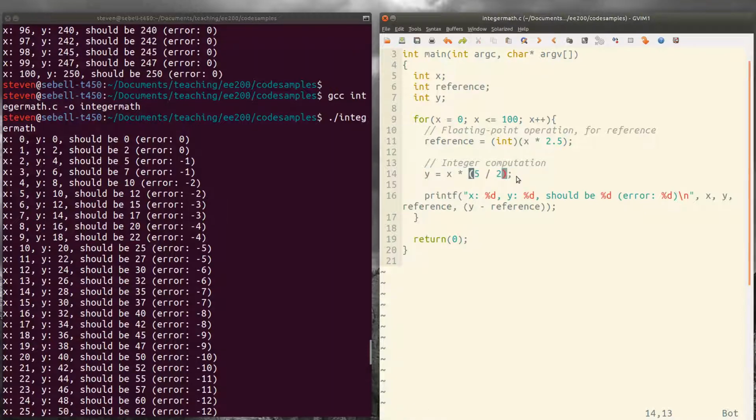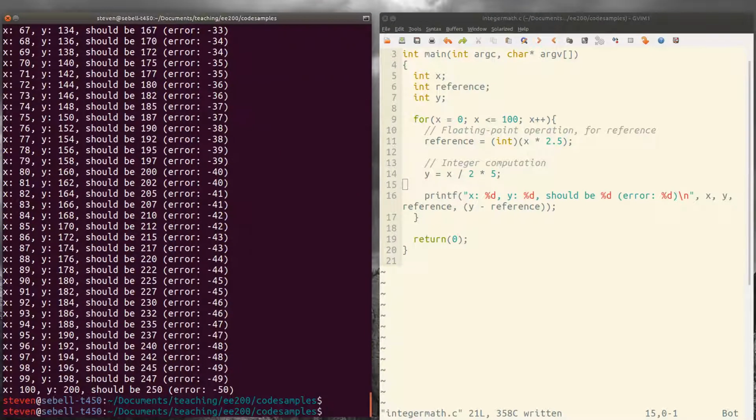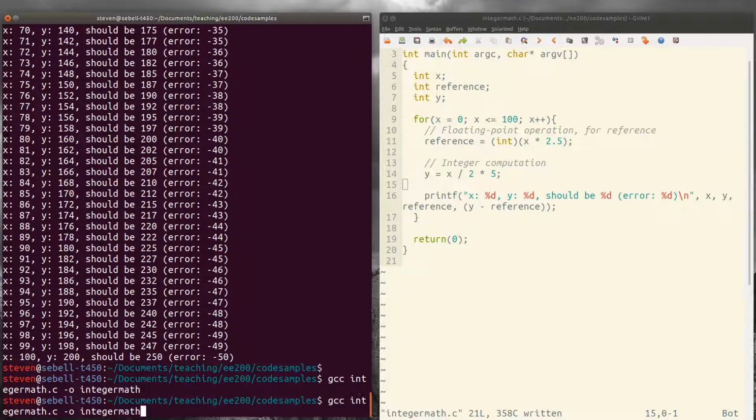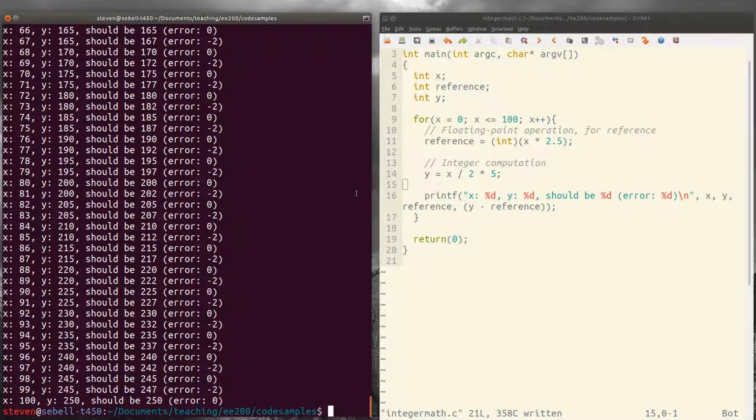Okay, well, what could we do that's better? We could reorder some of these operations. So we could say x divided by 2 times 5. Mathematically it's equivalent. So let's try it and see how we do here. Okay, so now we see that we've at least reduced the huge error that we had, but we still get some errors some of the time.